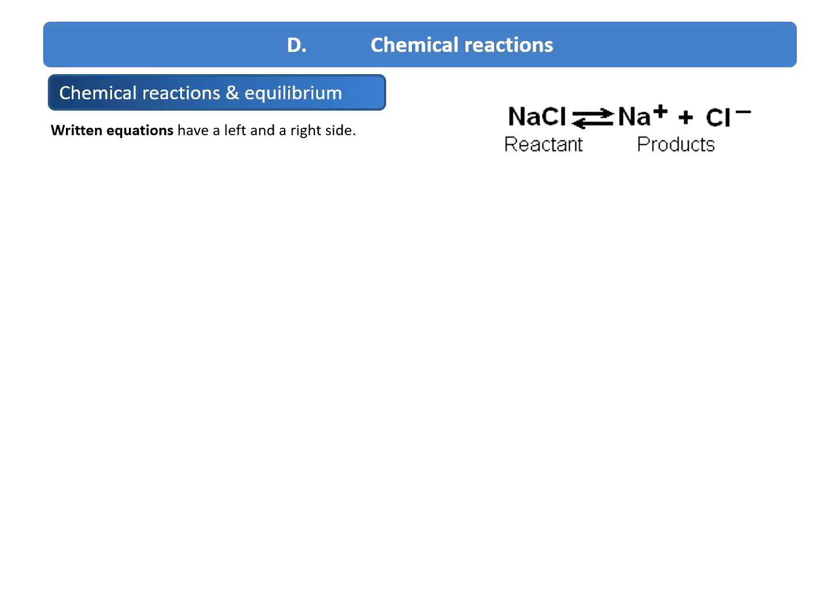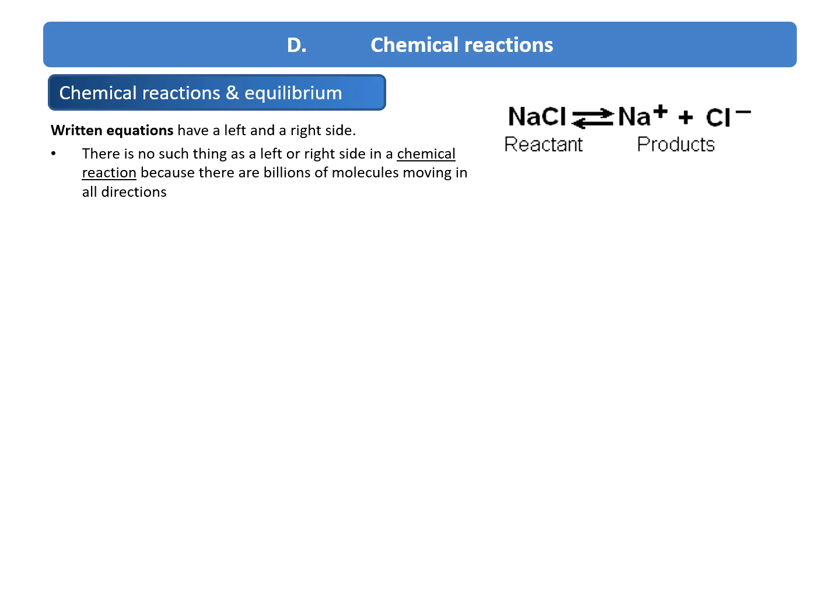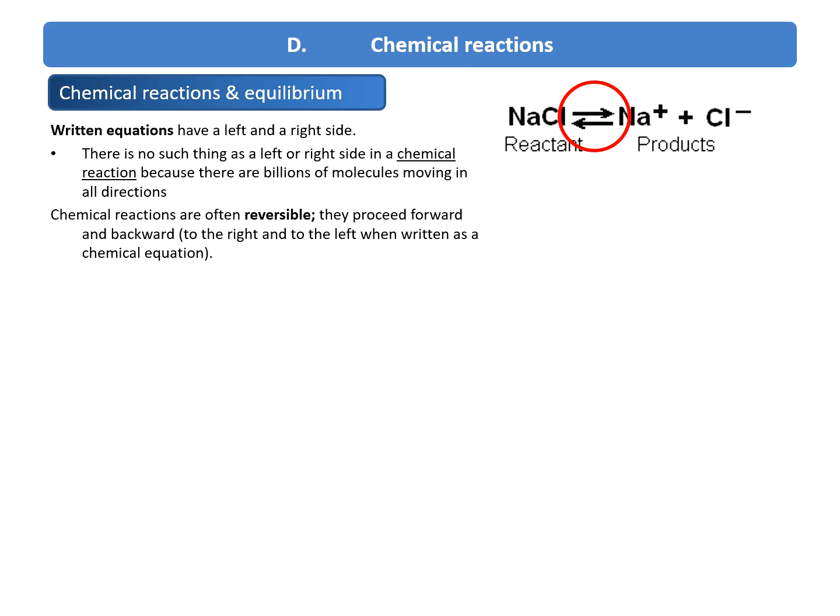A written equation has a right and a left side. There's no such thing as a left or right side in a chemical reaction because there are billions of molecules moving in all directions. Chemical reactions are often reversible. They proceed forward and backward, that is, to the right and to the left, when written as a chemical equation. When reversed, the reactants become products and the products become reactants.